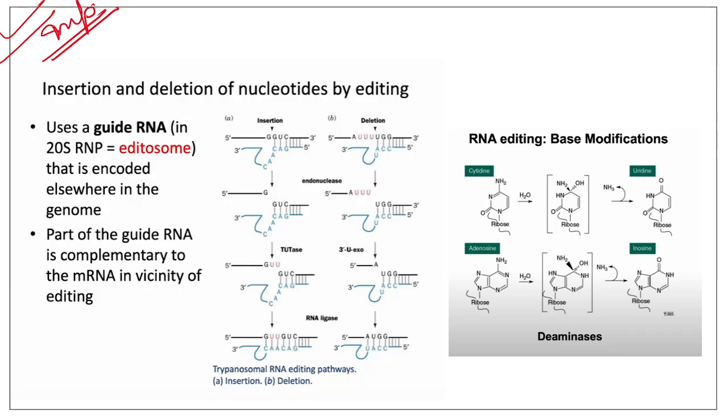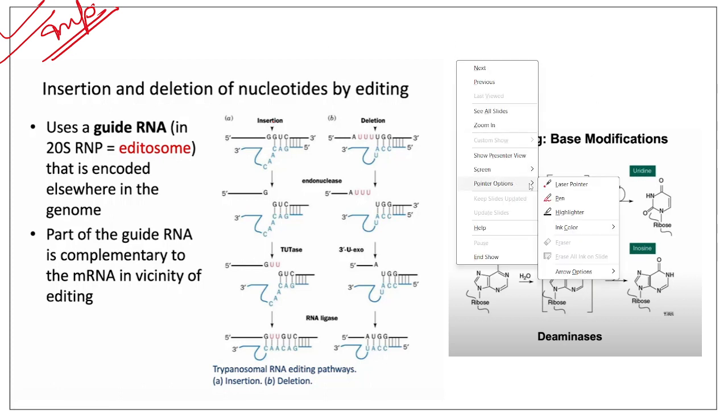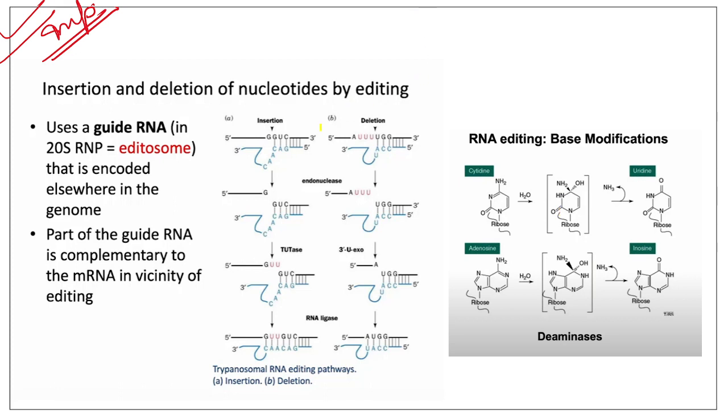See insertion and deletion, how it happens. It uses a guide RNA that is encoded elsewhere in the genome, and part of the guide RNA is complementary to the mRNA in the vicinity of editing. So you see here, this blue one is your guide RNA. This much portion of the guide RNA is complementary to the already existing RNA. This portion and this portion are complementary, and here your insertion has to happen.